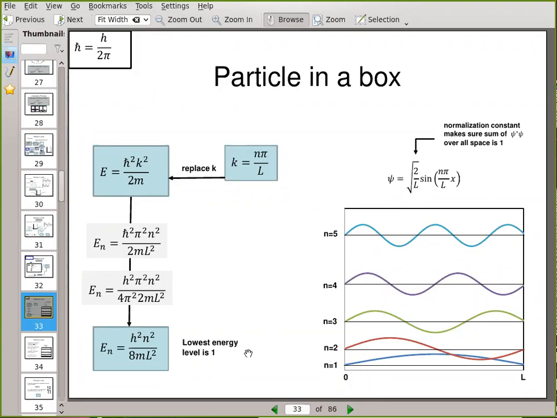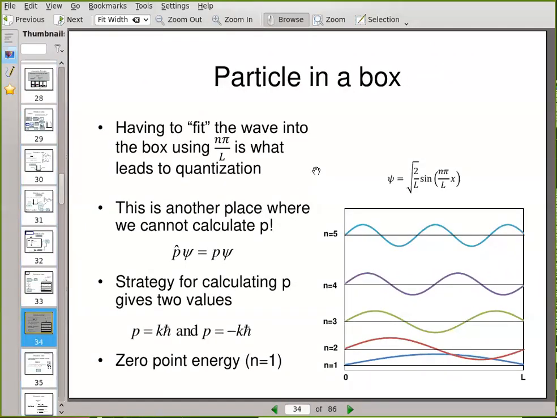An interesting point is that the lowest energy allowed is n equal to 1. We can't have n equals 0. I'll speak a little bit about that. Having to fit the wave into the box using n pi over L is what leads to quantization. It's interesting, this is another place where we cannot calculate the momentum.